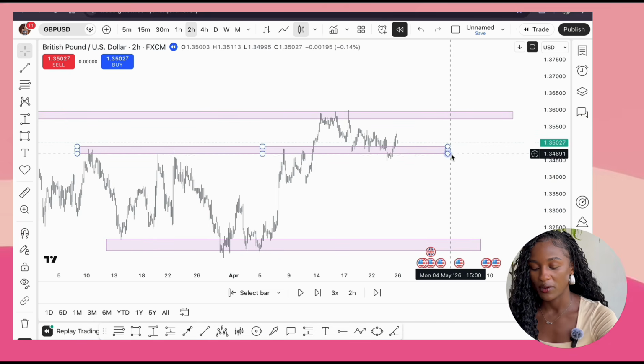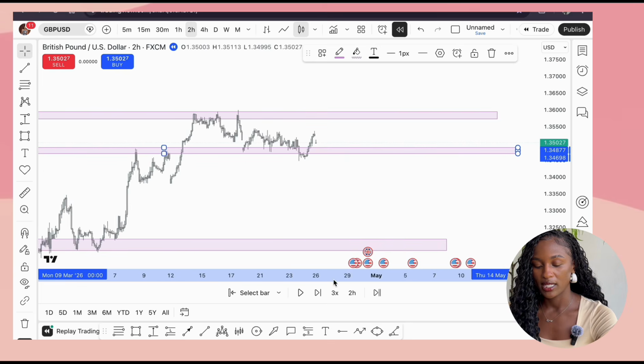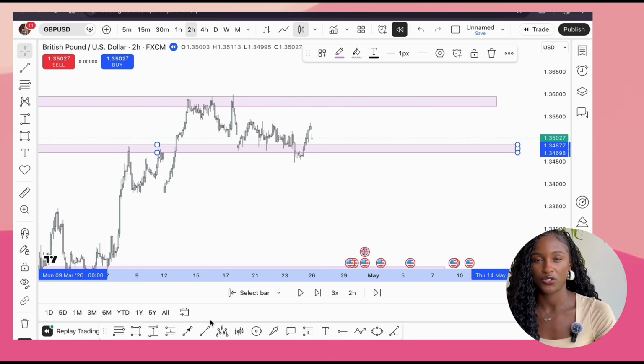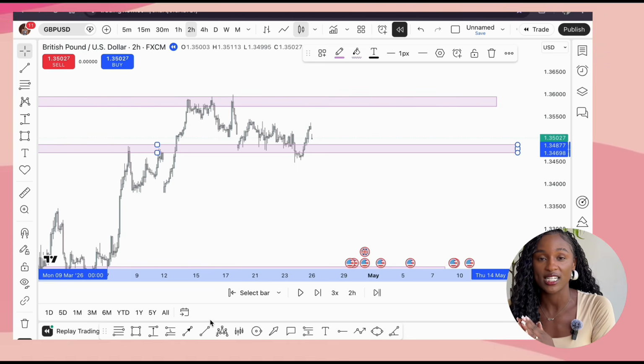So in this scenario, I've already marked out my key levels. And now I can also use trend lines because I'm a price action trader. I use trend lines, I use zones, I use Fibonacci levels, I use divergence. Anything that is going to help me understand how price is unfolding is what I'm more interested in.